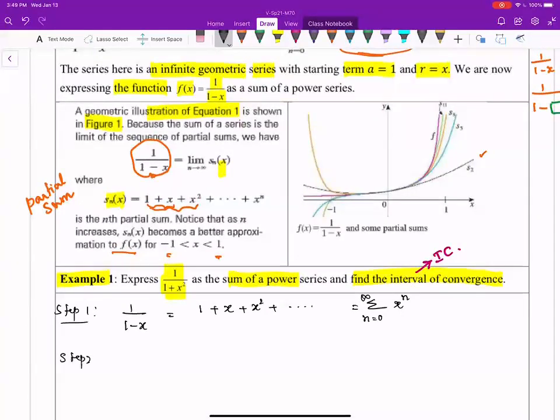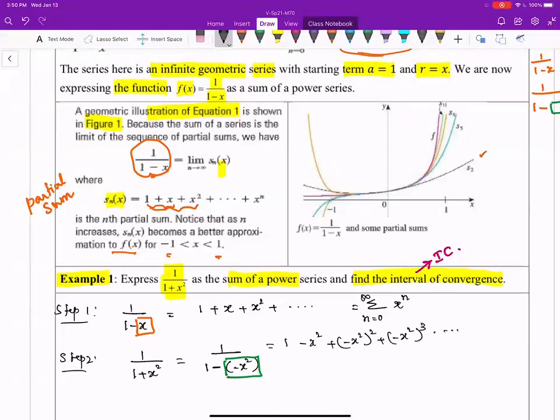So recognize that. Now we will write 1 over 1 plus x squared as 1 over 1 minus a box. So we want to write this as 1 minus of minus x squared. So what goes inside the box? Negative x squared. So it is equal to 1 minus x squared plus minus x squared the whole square minus x squared the whole cube, etc.